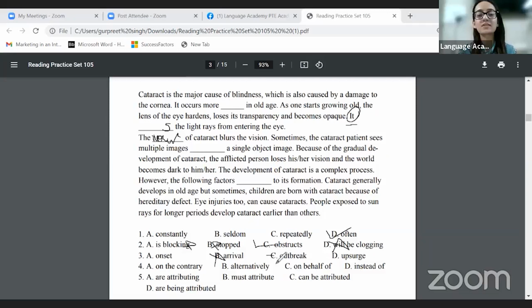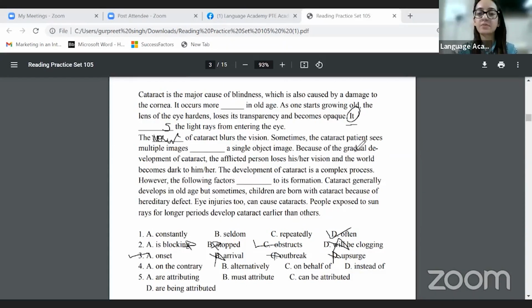Outbreak is used when some disease starts at a very mass scale. Hundreds and thousands of people are affected at the same time. That is called outbreak. And upsurge means increase. So here we'll go with onset. Onset means starting, beginning of something. But we cannot use the word arrival itself for diseases. We never do that. So it's better to go with onset of cataract, which would be understood as start of cataract blurs the vision.